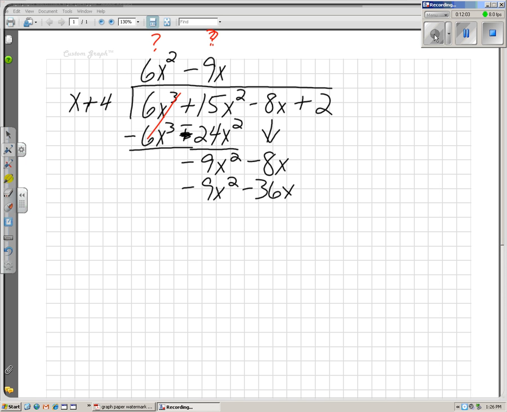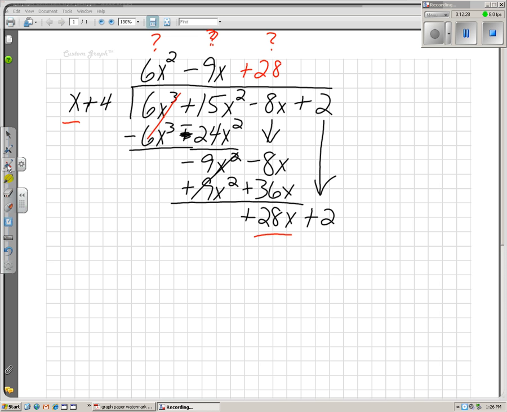That gives us a negative 9x squared minus 36x. Draw the line, change the signs. Our 9x squareds cancel out, and we have positive 28x. Bring down the next term and do it all again. So we're looking at our first term x and our first term 28x. And our question is, what do I have to multiply that x by to get 28x? We would have to multiply it by 28. Alright, and we get 28x plus 112.